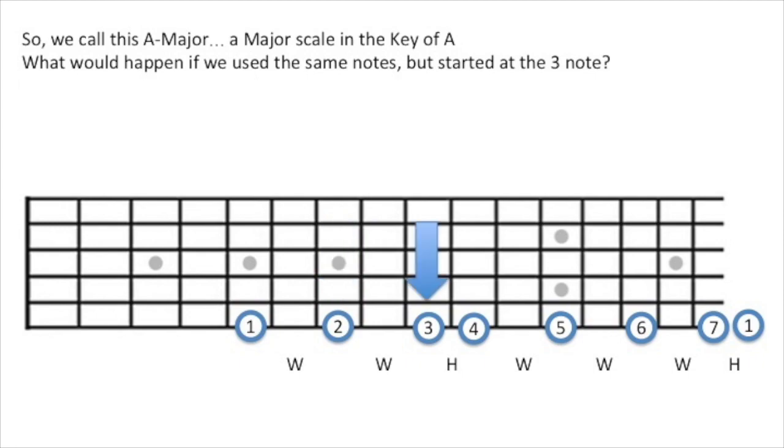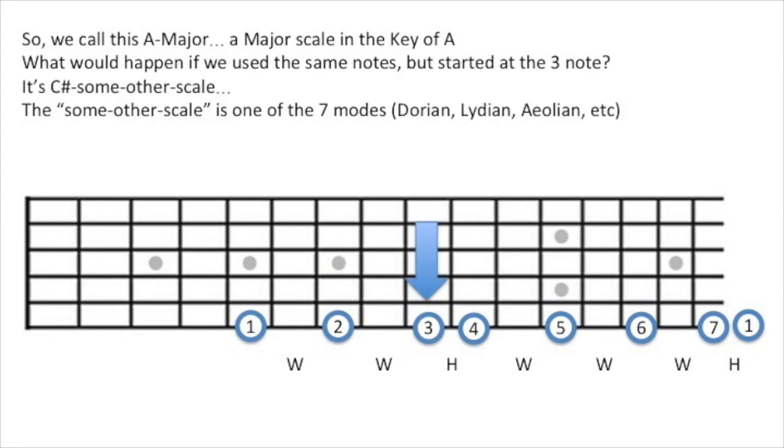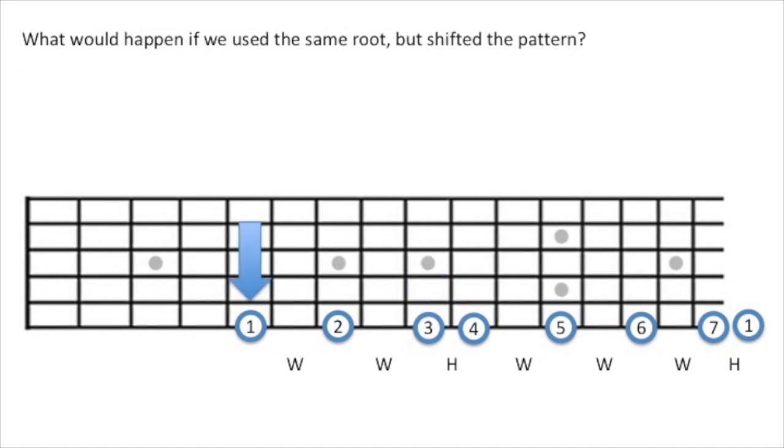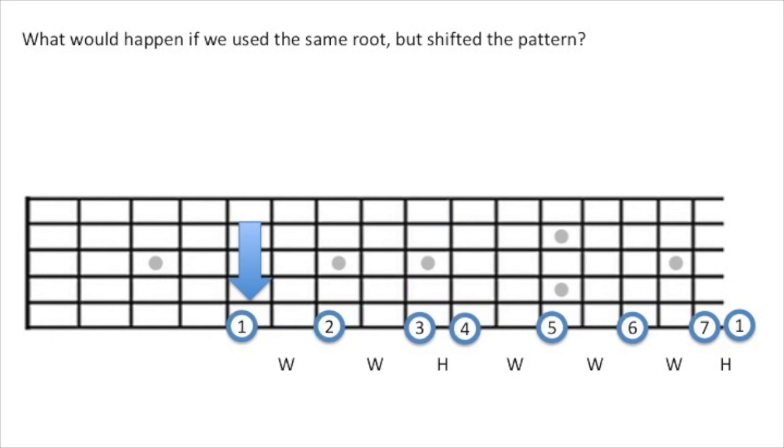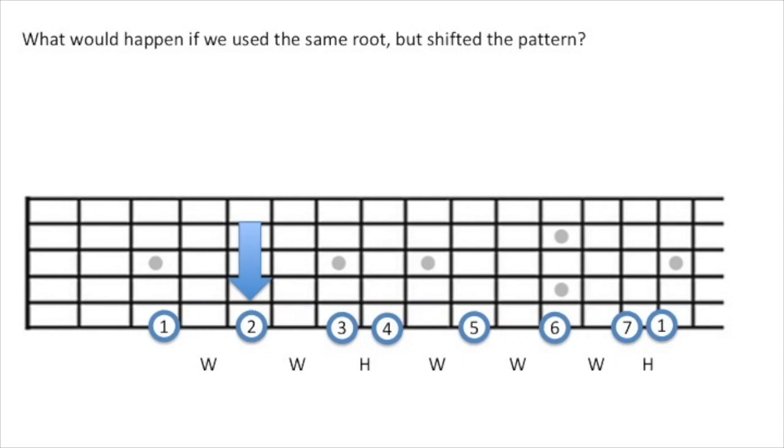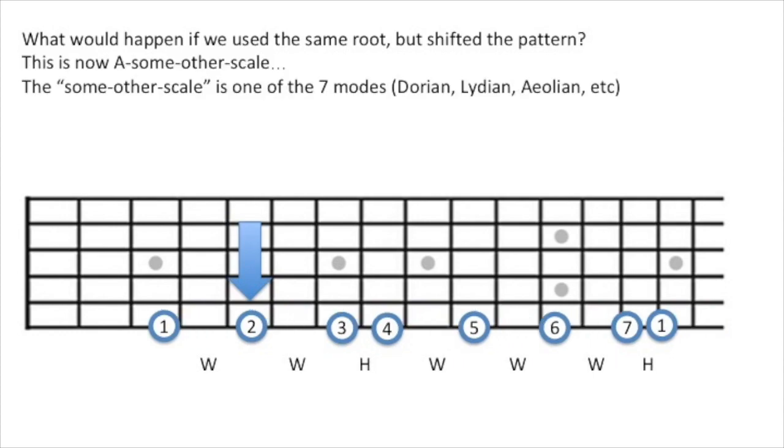What if we started on the third note? That's C sharp. Now we have a scale in the key of C sharp, but it's not the C sharp major scale. It's another one of those modes. Now let's do something different. What if we keep A as the root, but shift this A major scale down the neck? Now we still have the key of A, but it's a different scale. It's A in another one of those modes.